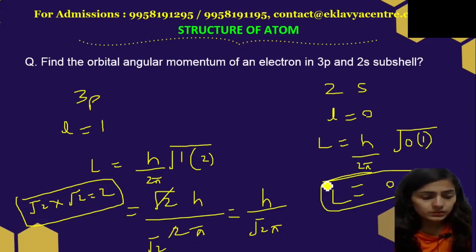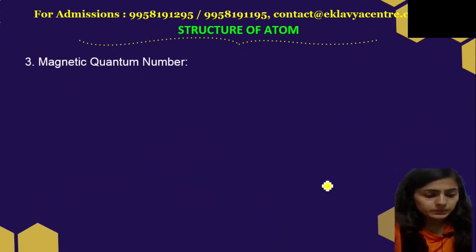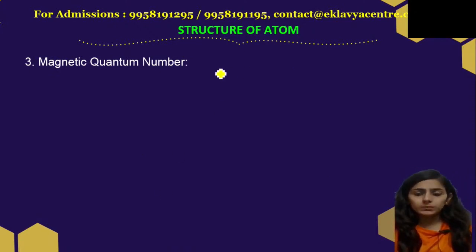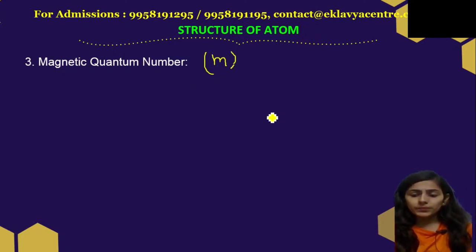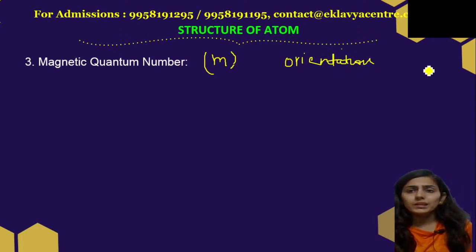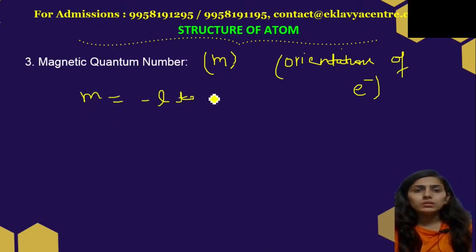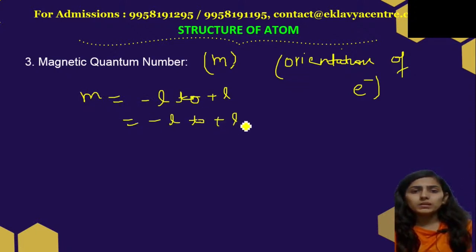Yes, bache? Next we have the magnetic quantum number, denoted by small m, right? It tells the orientation of an electron. How? I'll explain. The value of m is from minus L to plus L, just the simplest way of writing. And it can be an integer.